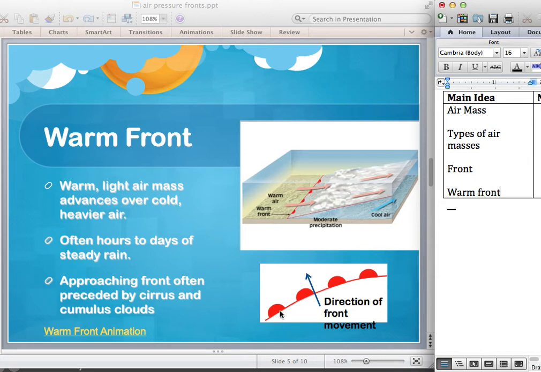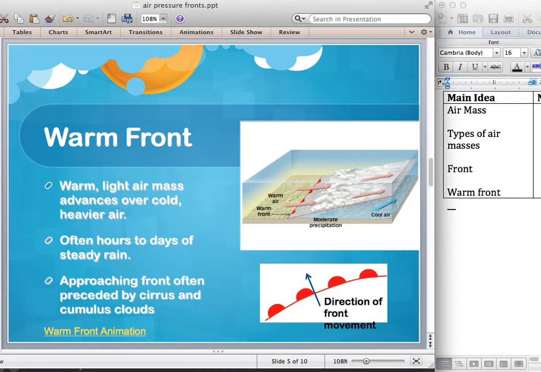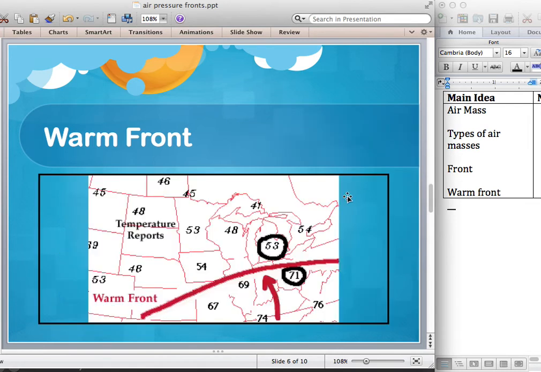The symbol is the line with semicircles, and the semicircles tell us which direction the front is moving. So it's moving towards the semicircles. Kind of the opposite is, so like on a weather map, you can kind of tell where a warm front is, right? If we look at temperature differences. On the one side of the warm front, it's much warmer than on the other side.